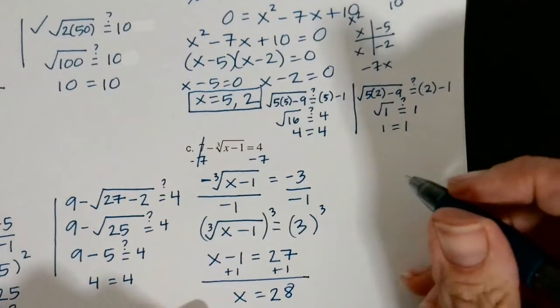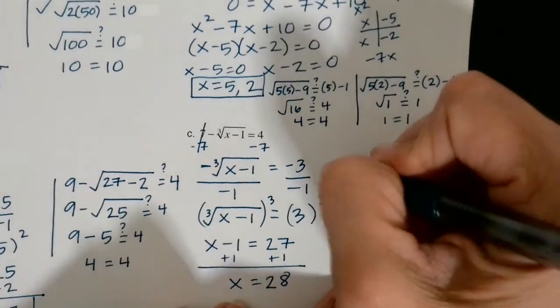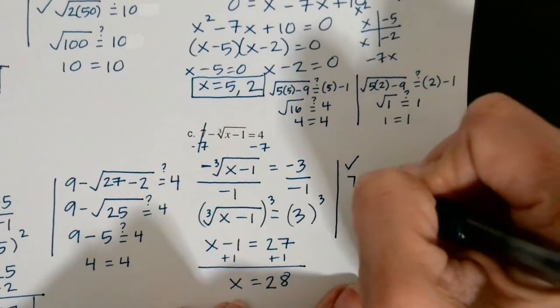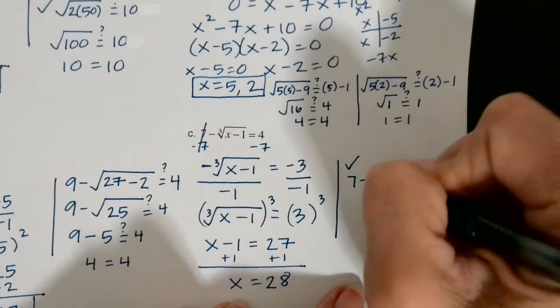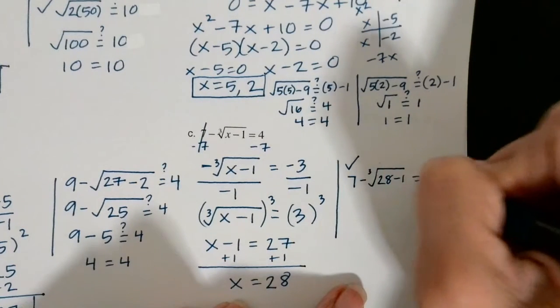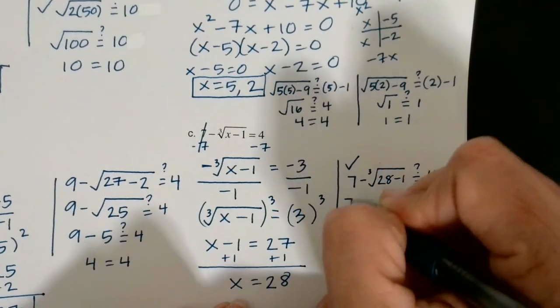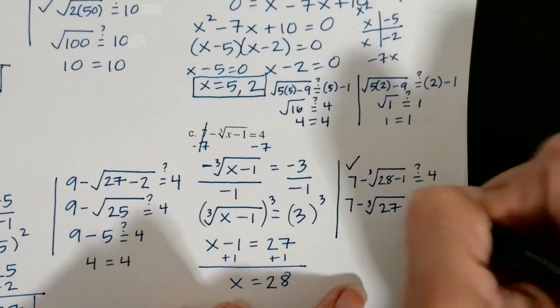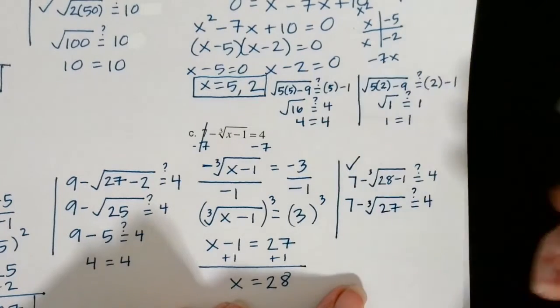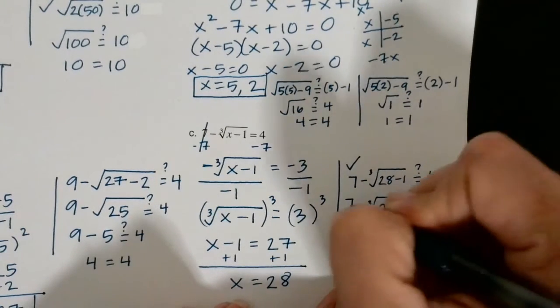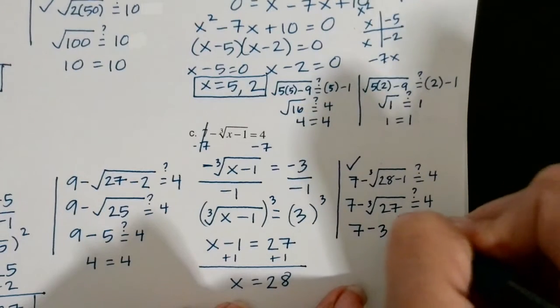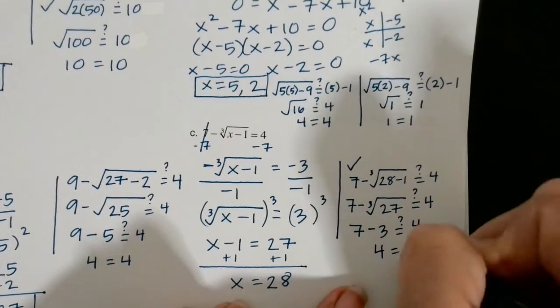Alright, let's do our check for that. So I have space to do a big old check. So 7 minus the cube root of 28 minus 1, does that equal 4? So 7 minus the cube root of 27, because 28 minus 1 is 27. Cube root of 27 is 3, and 7 minus 3 is 4. So that one works.